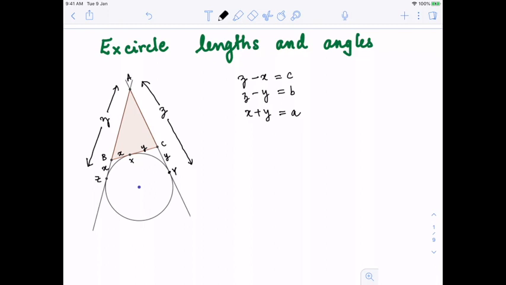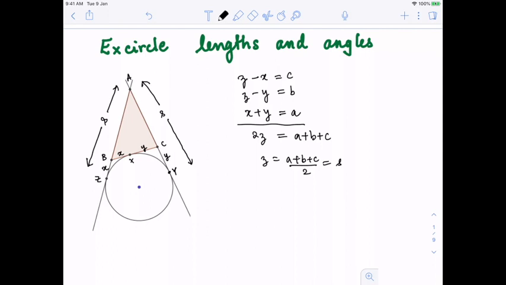Now what we can do is add all the equations. Now x and y cancel and you'll get 2z on the left. On the right hand side, you will get a plus b plus c. And then if you simplify, you'll get z is equal to (a plus b plus c) by 2. And this is nothing but the semiperimeter. So z is simply the semiperimeter. A very useful fact to remember. So z is just the semiperimeter.